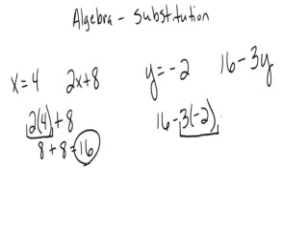I'm going to do 3 times negative 2. Well, if I have a positive times a negative, my answer is negative. So 3 times 2 is 6, so I have negative 6. Bring down the rest of the problem.